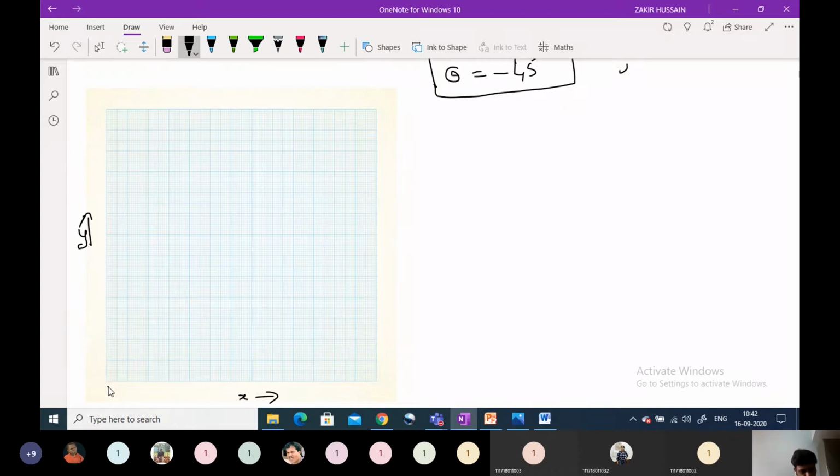They will range between 0 to 1. So 0 to 1 we can take: this is 0, 0.1, 0.2, 0.3, 0.4, 0.5, 0.6, 0.7, 0.8, 0.9, 1.0. Similarly here also this is mole fraction, it will range from 0 to 1: 0.1, 0.2, 0.3, 0.4, 0.5, 0.6, 0.7, 0.8, 0.9, 1.0.